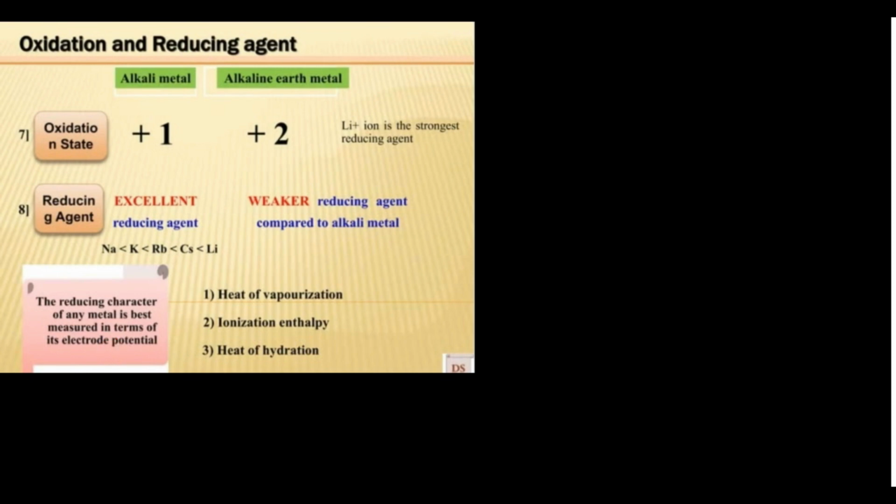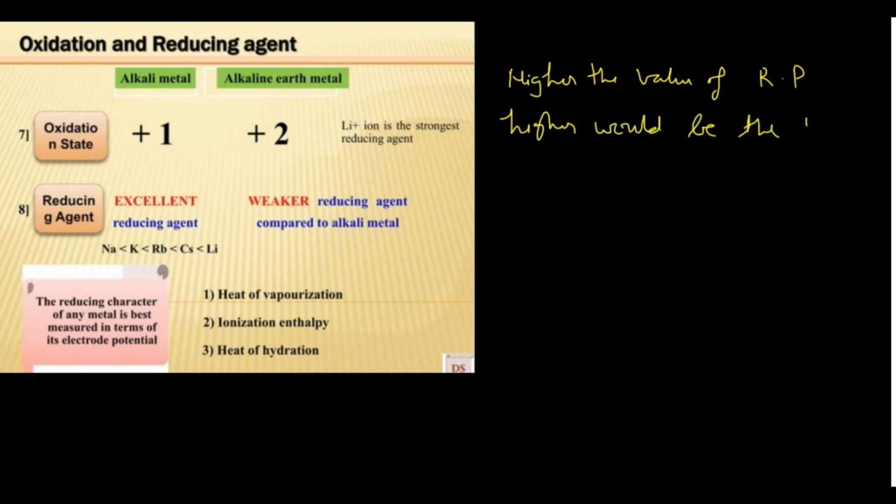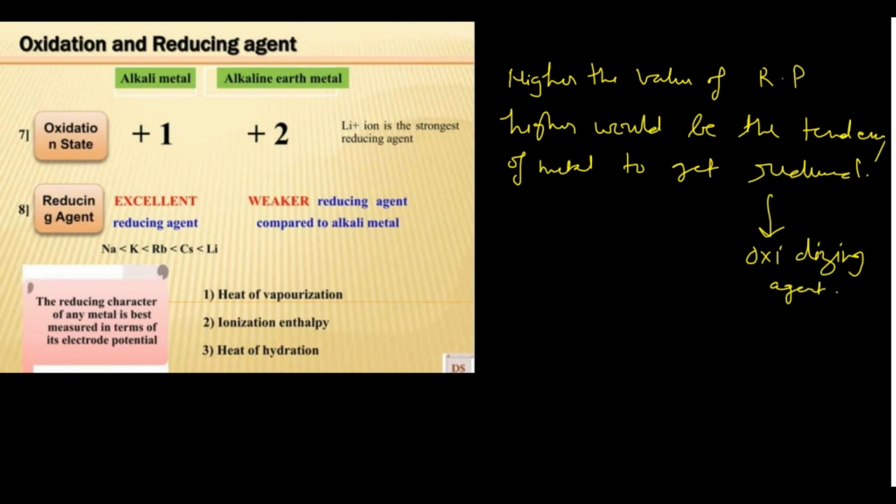Here you can understand something from this. I have also explained this in my short electrochemistry lecture series, though I couldn't complete it. You should remember this point: the higher the value of reduction potential, the higher the tendency of the metal to get reduced, and when it is getting reduced, it is acting as an oxidizing agent. In any redox reaction, the species undergoing reduction acts as an oxidizing agent, and the species undergoing oxidation acts as a reducing agent.